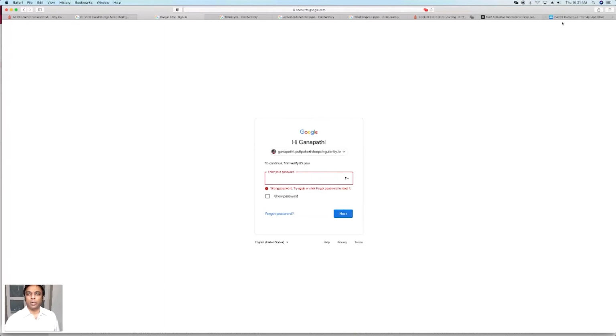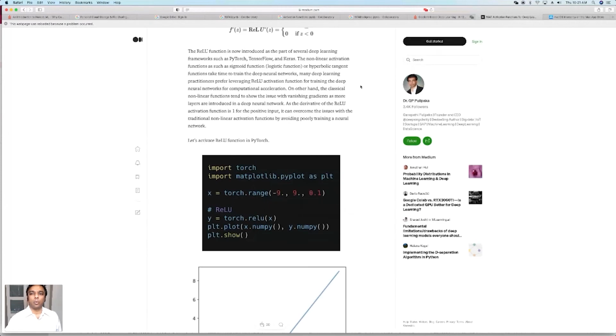But anyway, the code is available. I was just trying to run the code, but the code is already here, so you can run it yourself in this blog, and you'll be able to implement that on your own.